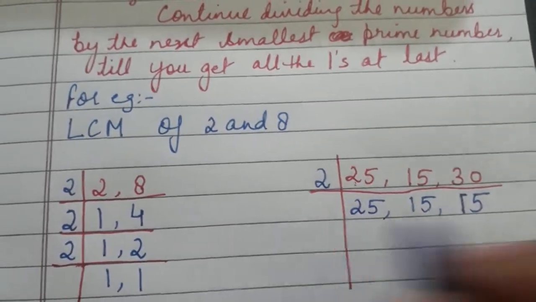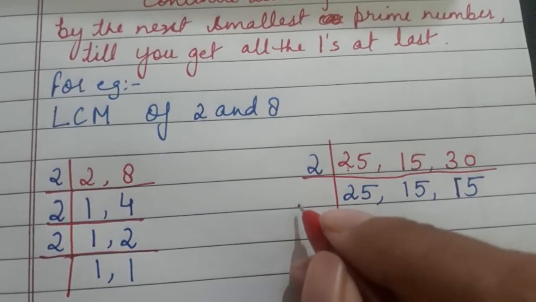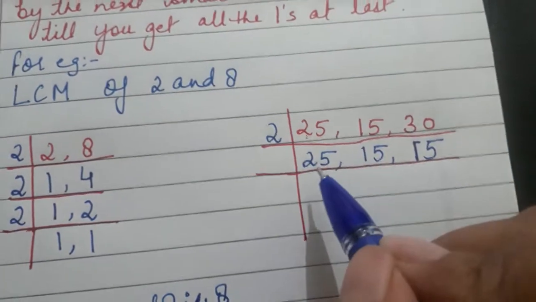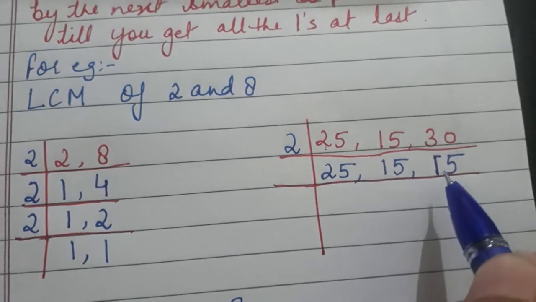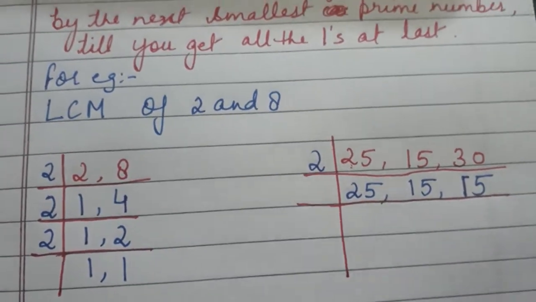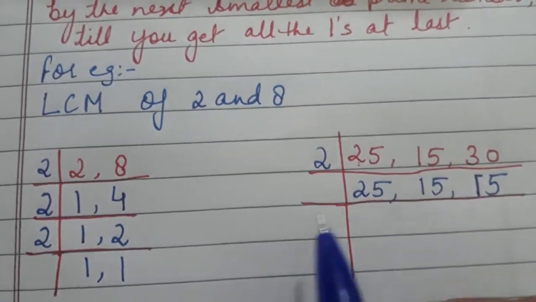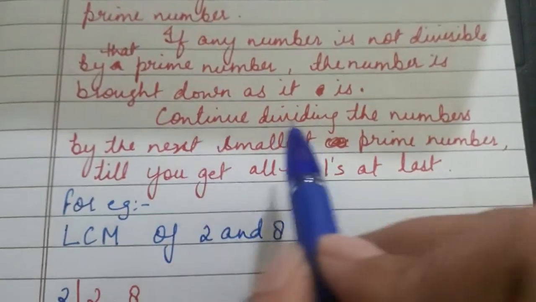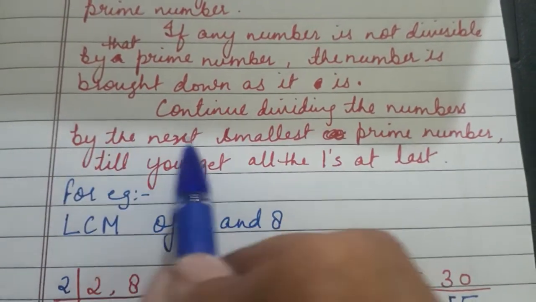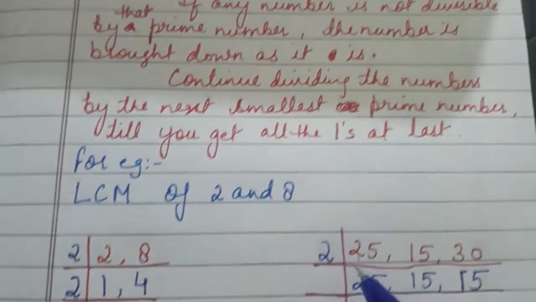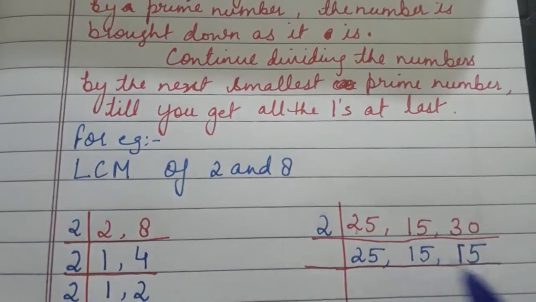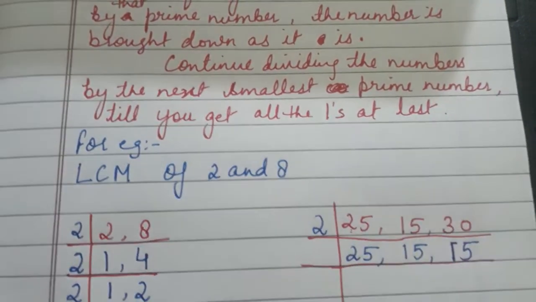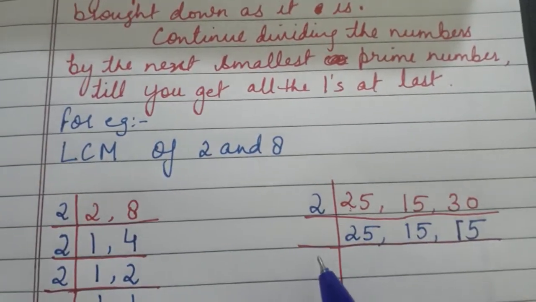Now let us divide this number by 2 again. None of the numbers comes in the table of 2, so we are not going to divide by 2. Continue dividing the numbers by the next smallest prime number till you get all the ones. So now 2 is cancelled.